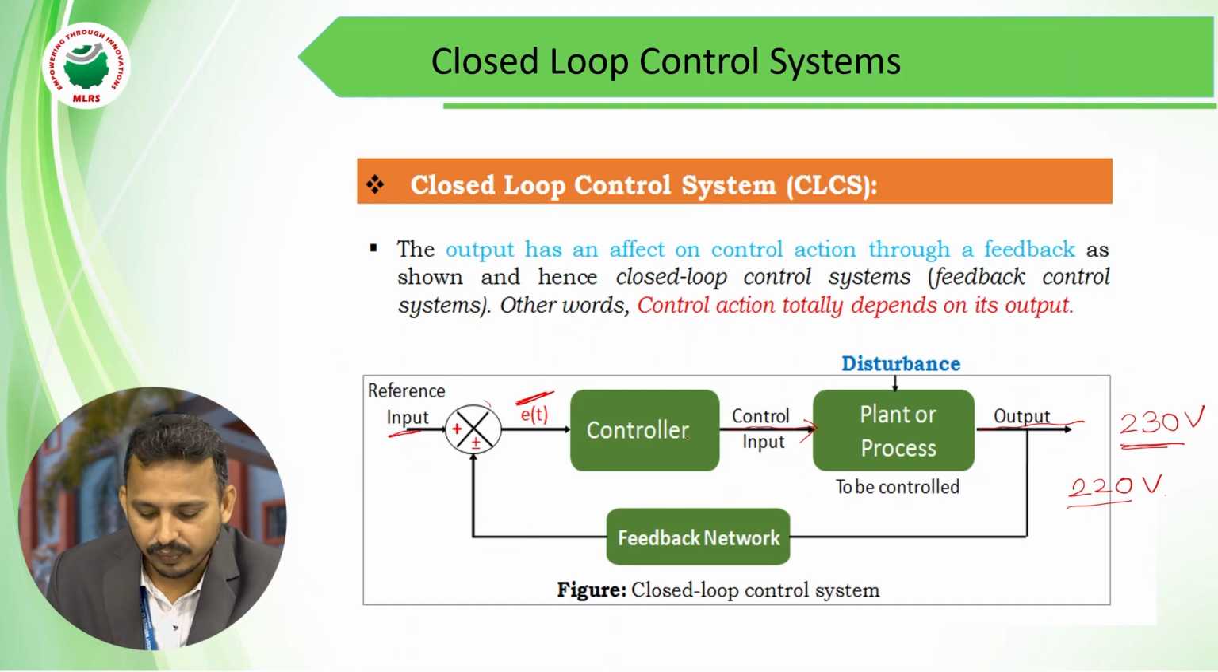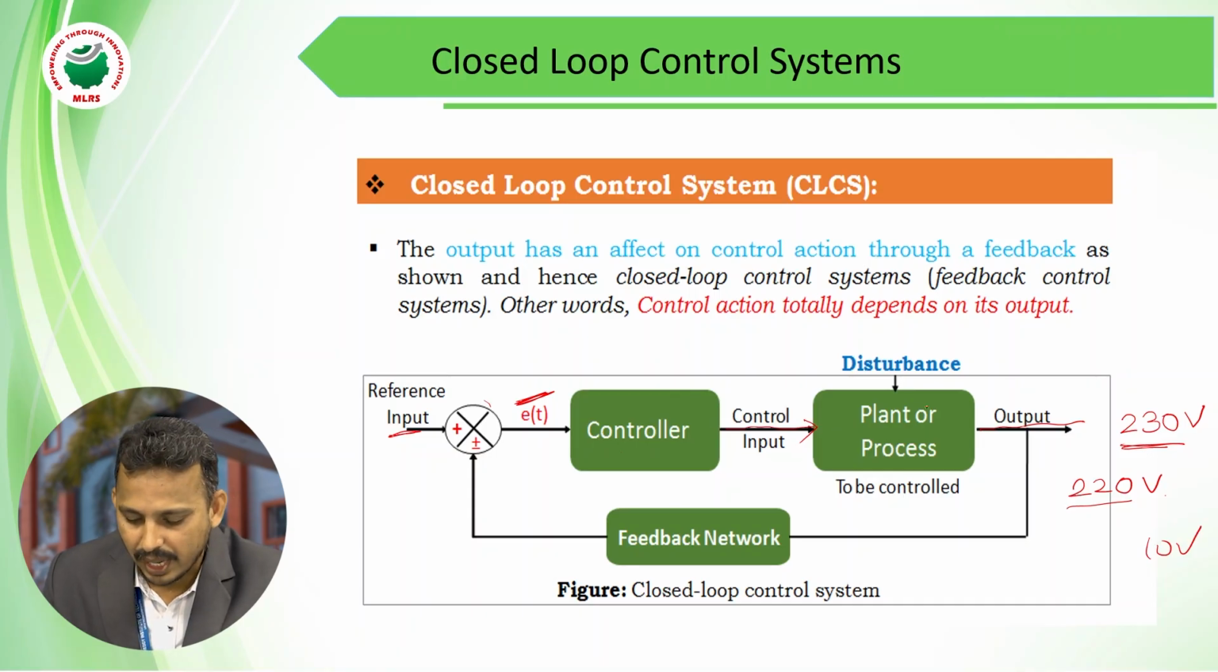So the controller will decide and generate a signal to increase the voltage level by 10 volts, and it will give certain inputs to the plant or process, and my desired output will be generated. So the feedback has a major role in a closed loop control system.